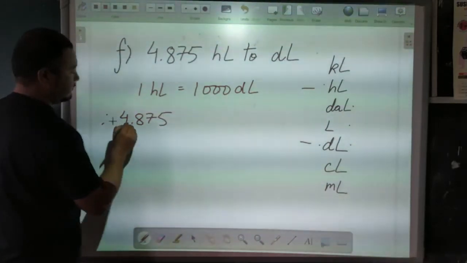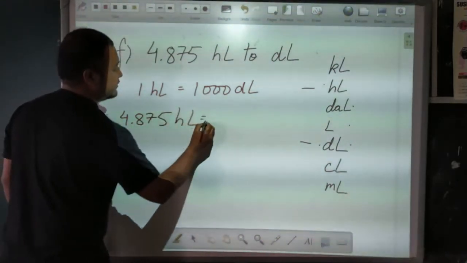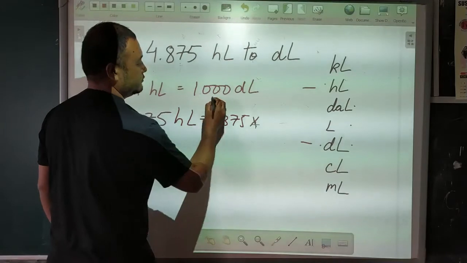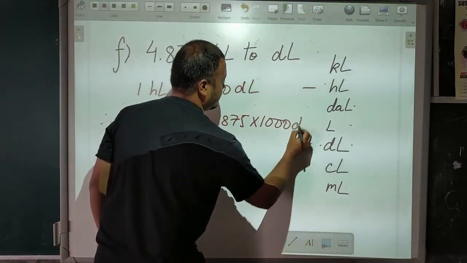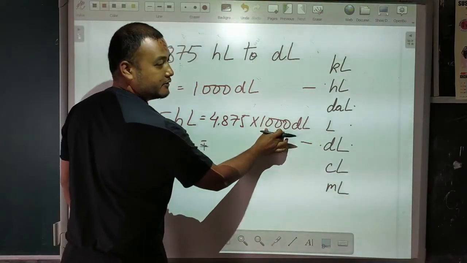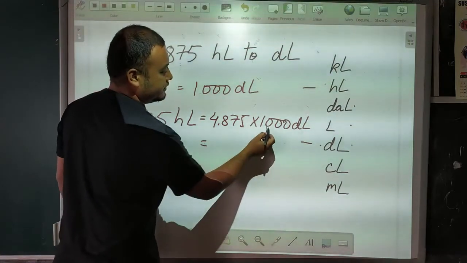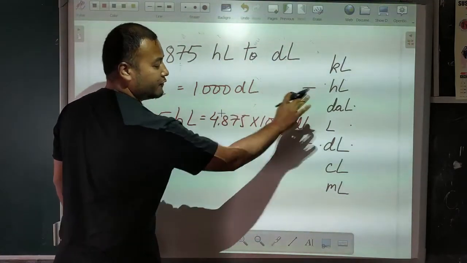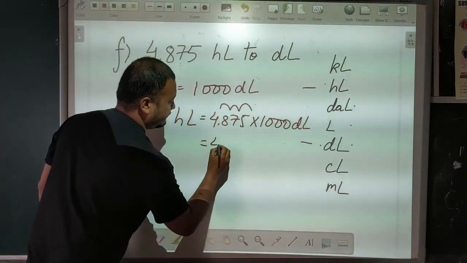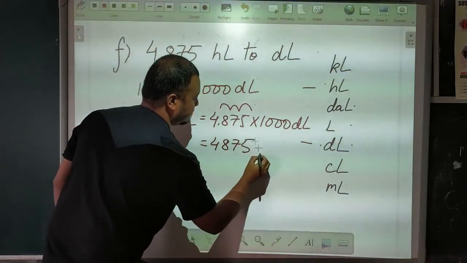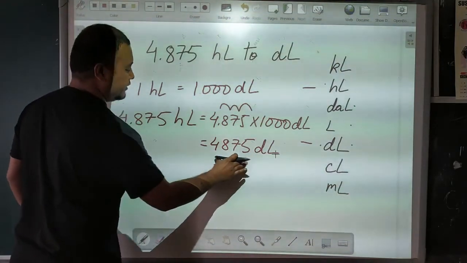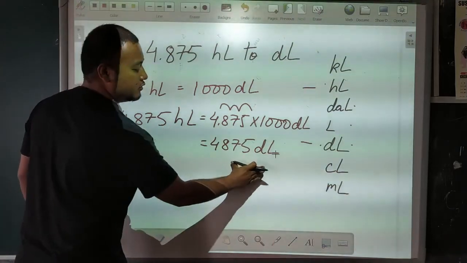So 4.875, therefore 4.875 hectoliters is equal to 4.875 multiplied by 1000 deciliter. Now again, you know what to do when you're multiplying with multiples of 10. So it's 3 zeros here, so this decimal point will move to the right by 3 steps. So 4875 deciliters. See again, if you notice, here this number is smaller, here the number is bigger, because we are changing from a higher to a lower unit.